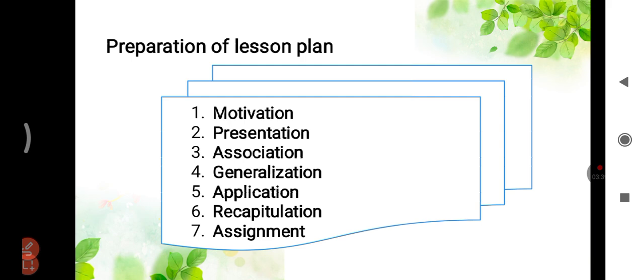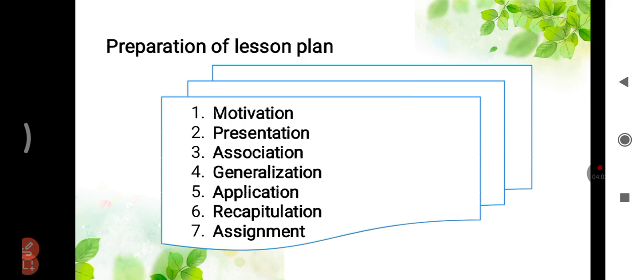Motivation is previous knowledge and new information. The presentation means the current topic, that is, discussing the topic. The association means students are well prepared, with interactions between them. The generalization is appreciation. The application is the use of the demonstration method.